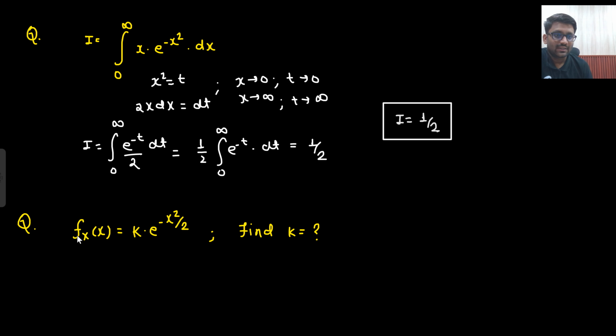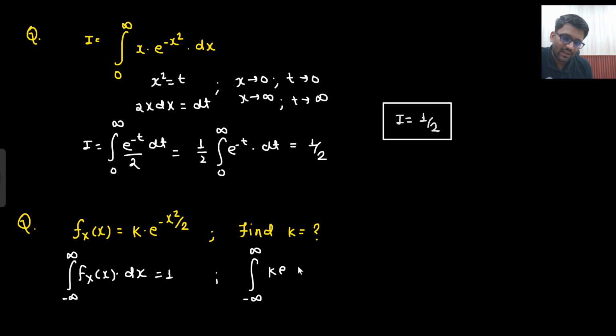What about this one? This is your standard PDF. You need to find the value of k. So again, do you think I need to compare or anything? No. If I need to find the value of k, what will I do? Integral from minus infinity to infinity, this is the process that I always follow. Integral from minus infinity to infinity of fx(x) dx should be equal to 1. That means integral from minus infinity to infinity of k e to the power minus x square by 2 dx should be equal to 1. So k is a constant.